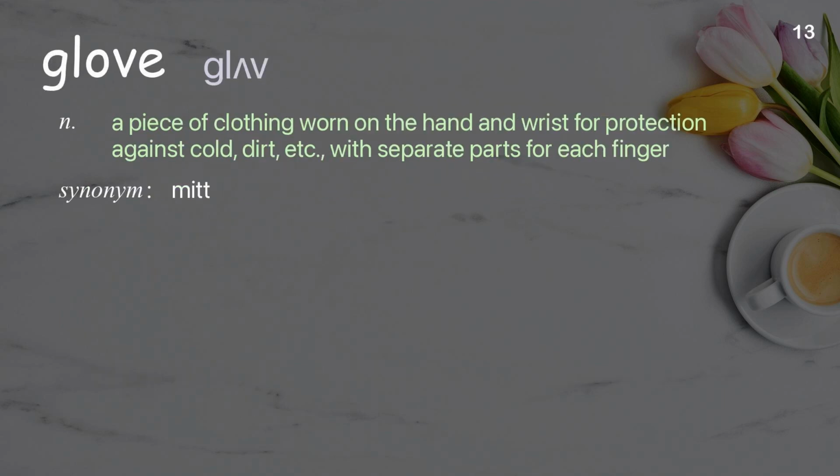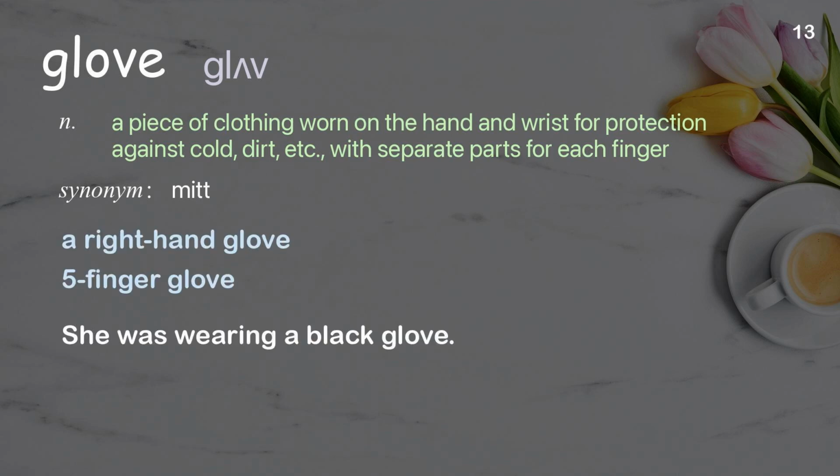Glove. A piece of clothing worn on the hand and wrist for protection against cold, dirt, etc., with separate parts for each finger. Examples: A right-hand glove. 5-finger glove. She was wearing a black glove.